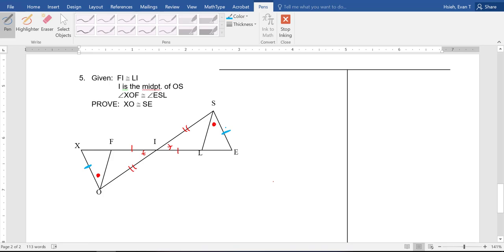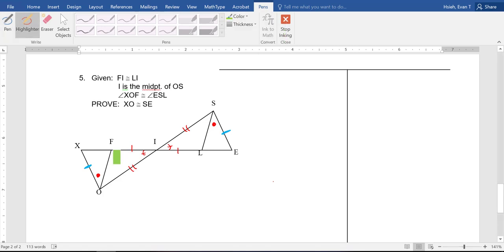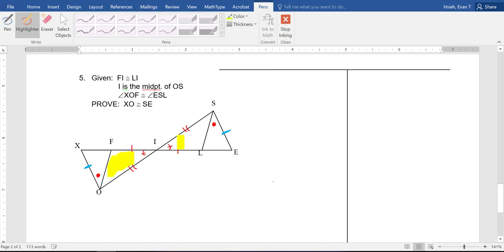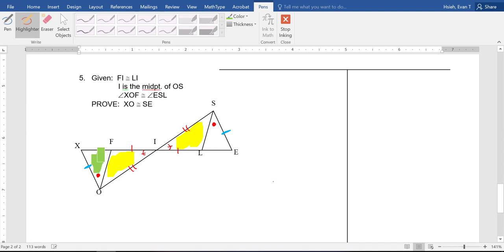There's a couple of ways I can approach this, but it looks to me like I can go ahead and prove the inside triangles congruent first. That's not going to get me all the way there. It looks like the ones that I need are these two. If I get these two, then I can do a CPCTC and get XO congruent to SE. So we'll have to work our way there.